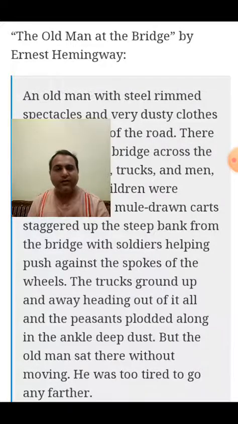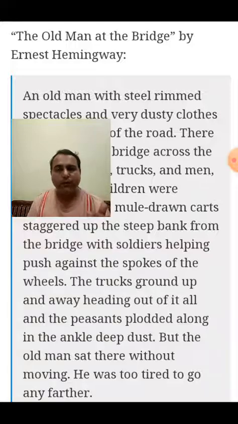Okay, so these are the two characters of the story, and the story has taken place at the Ebro River. There is a bridge. Which bridge? Pontoon Bridge. The name of the bridge is Pontoon Bridge.